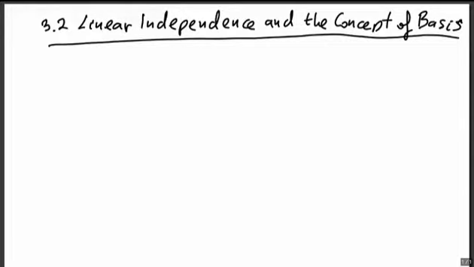We now cover section 3.2, linear independence and the concept of basis. This is a little bit long section and it covers the very important building blocks of vector spaces. First, a definition.